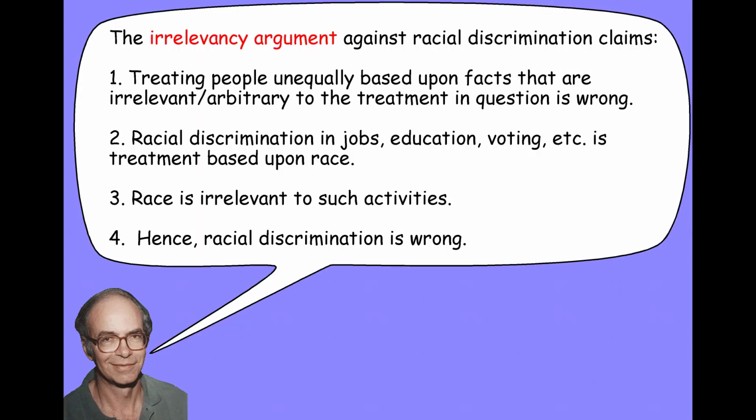So Singer begins his discussion of racial discrimination by considering an argument that purports to show that race-based discrimination is morally wrong, which Singer says dates back probably to the ancient Greek philosopher Aristotle. Now, I call this argument the irrelevancy argument, just so that we have a name for it. And Singer directs it specifically against racial discrimination.